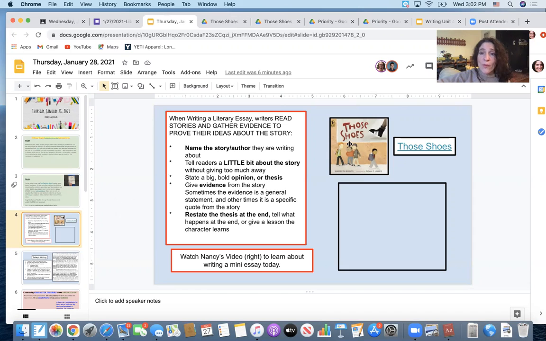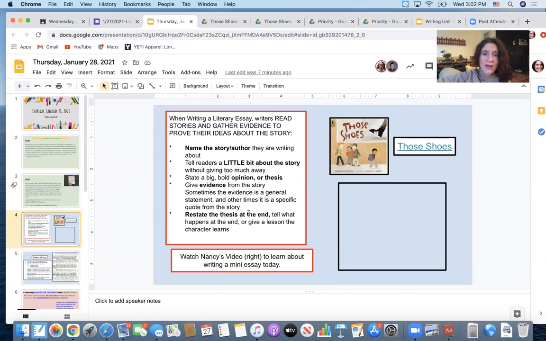And then you're going to go back into the story and get evidence to prove. Now, sometimes evidence is just a general statement about what happens in this particular part of the story to prove your idea. And sometimes it's a specific quote. I want you to try both today. When you give your 3 pieces of evidence, one of those is probably going to be a quote.